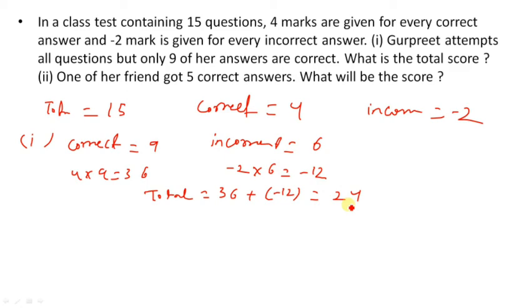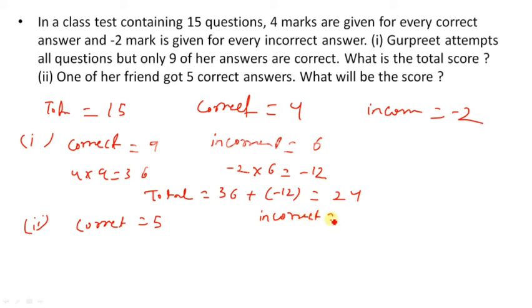Okay. Now let us come to the second part of the problem. One of her friends got 5 correct answers. So how many correct answers are there for her friend? The correct answers are 5. So automatically what will be the incorrect answers? There are total 15 questions, correct are 5, so incorrect will automatically be 10.